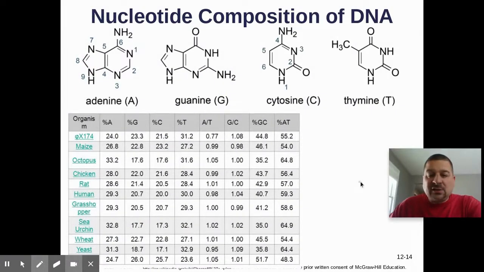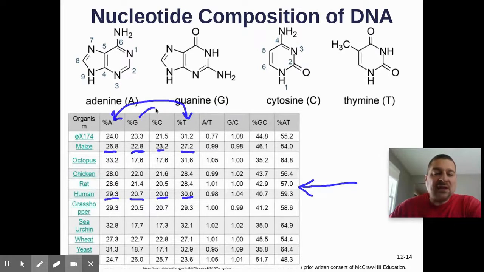This slide here is just showing Chargaff's chart. This is from his data, where he looked at corn, which was 26.8% A and 27.2% T, and then about 23% G and C. Humans are about 30% A, 30% T, and about 20% G and C. So you can see it is different in different creatures, okay? But the A and the T always seem to be about the same percentage, and G and C always tend to be about the same percentage.